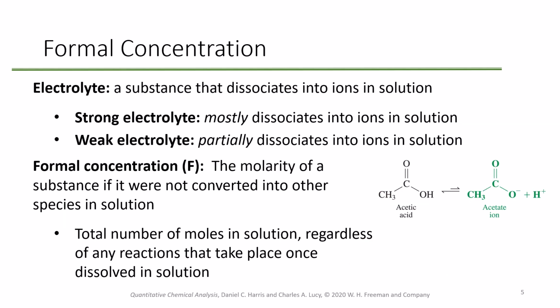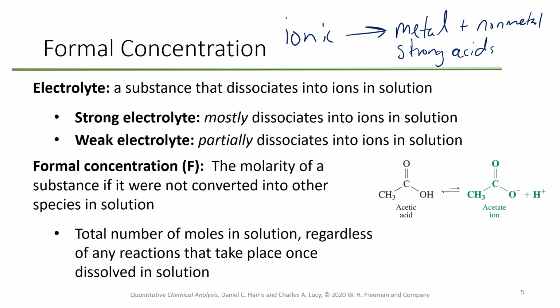Electrolytes are going to be ionic compounds. Remember, ionic compounds are a mixture of a metal plus non-metal, or strong acids and bases. That would be under strong electrolytes. If it's a weak electrolyte, it's going to be weak acids and bases. I'm going to replace the strong with acids and bases because acids and bases typically won't be metals, but they are still under the umbrella of electrolytes.